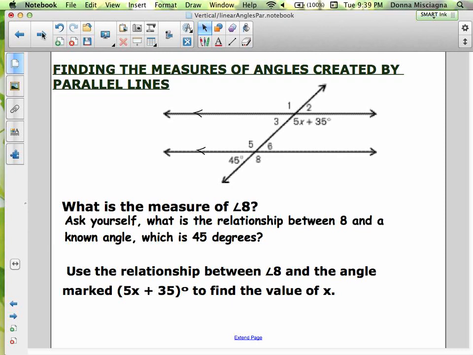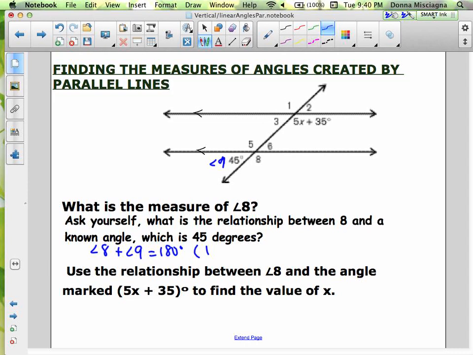So ask yourself, what's the relationship between 8 and the known angle, which is 45 degrees? Well, let's call this one angle 9. So angle 8 plus angle 9 equals 180 degrees. We'll put this in your notes because they are a linear pair. We're looking for the angle that's up there. We'll call him angle 4. If they add up to 180 degrees, and angle 9 is 45 degrees, if we subtract 45 from both sides, angle 8 equals 135 degrees. So now we know this one.